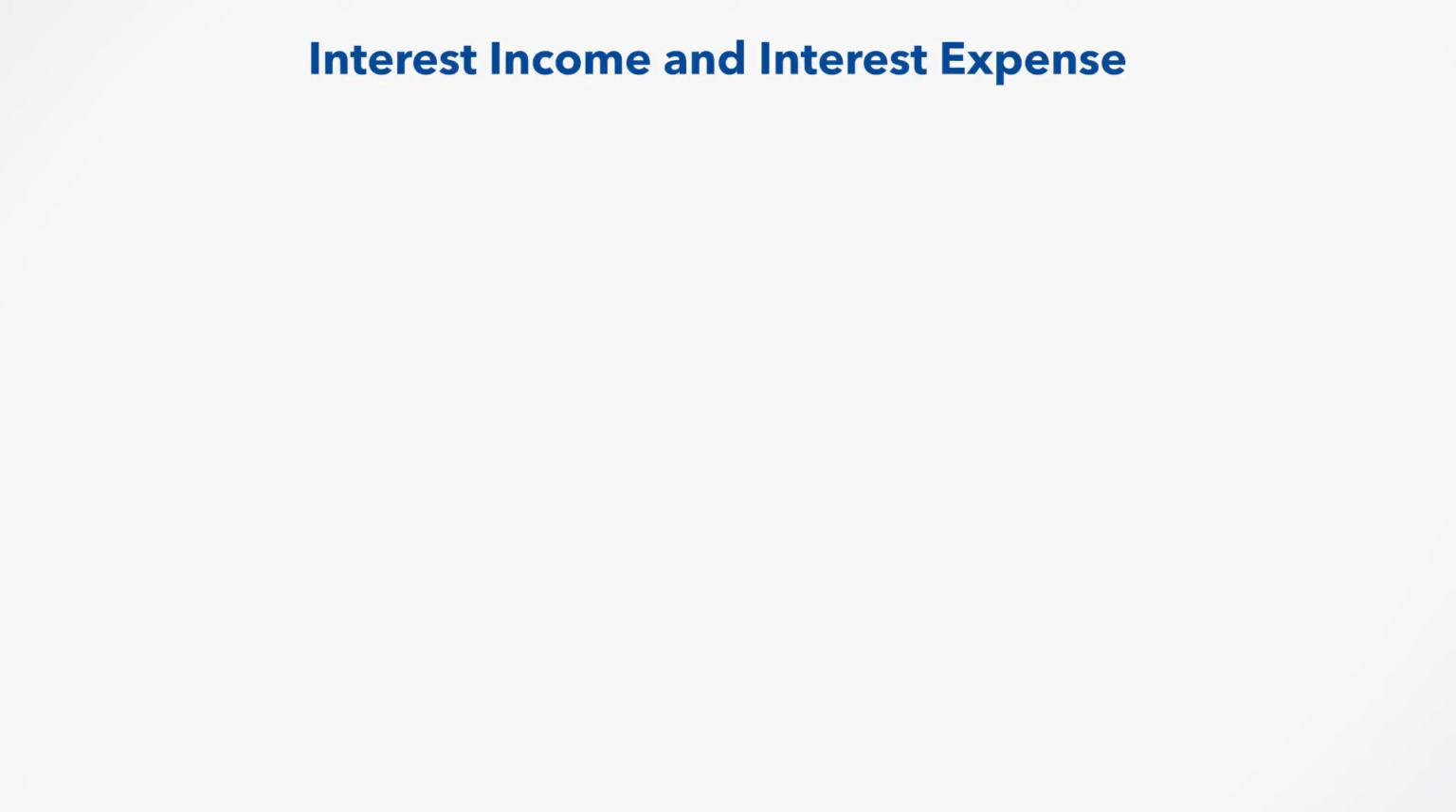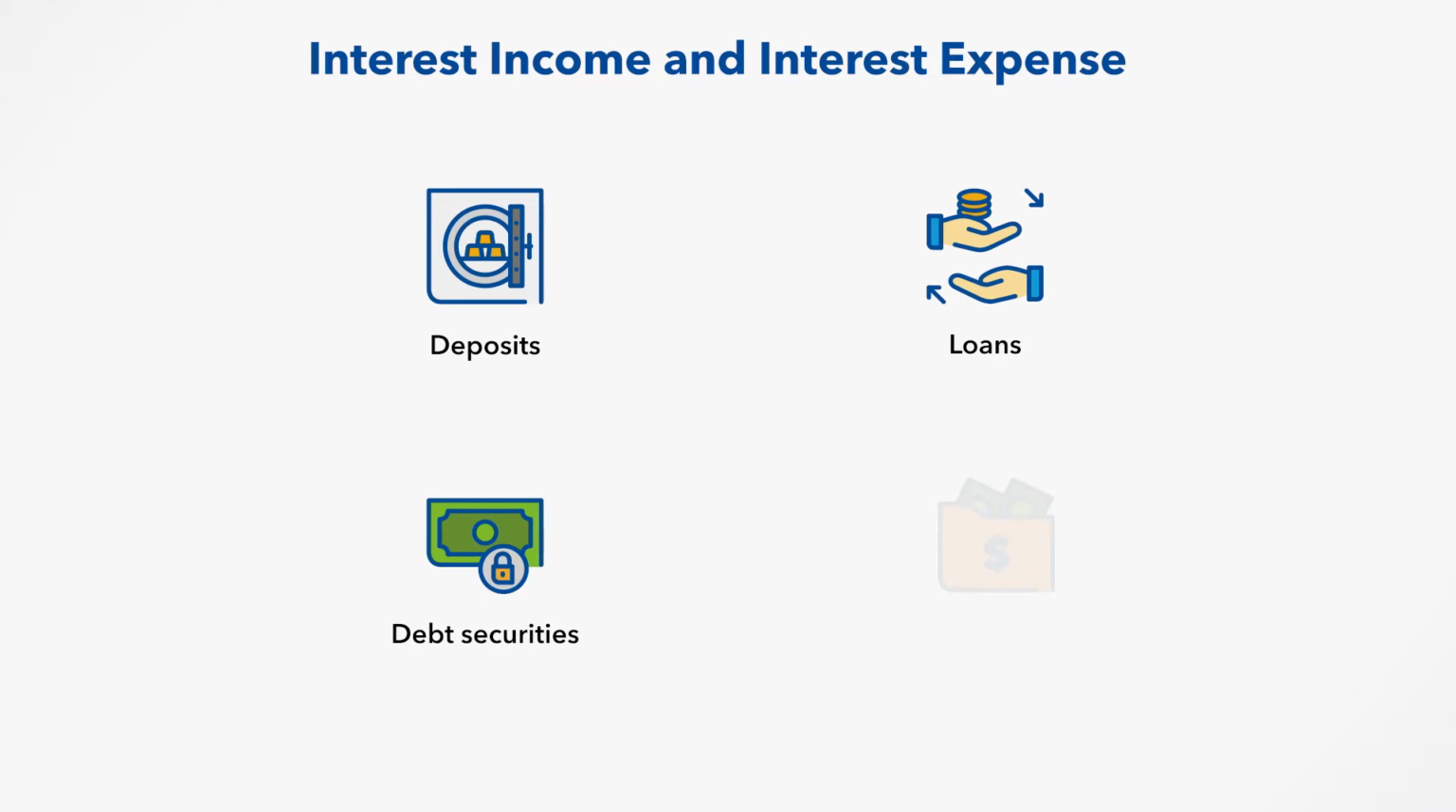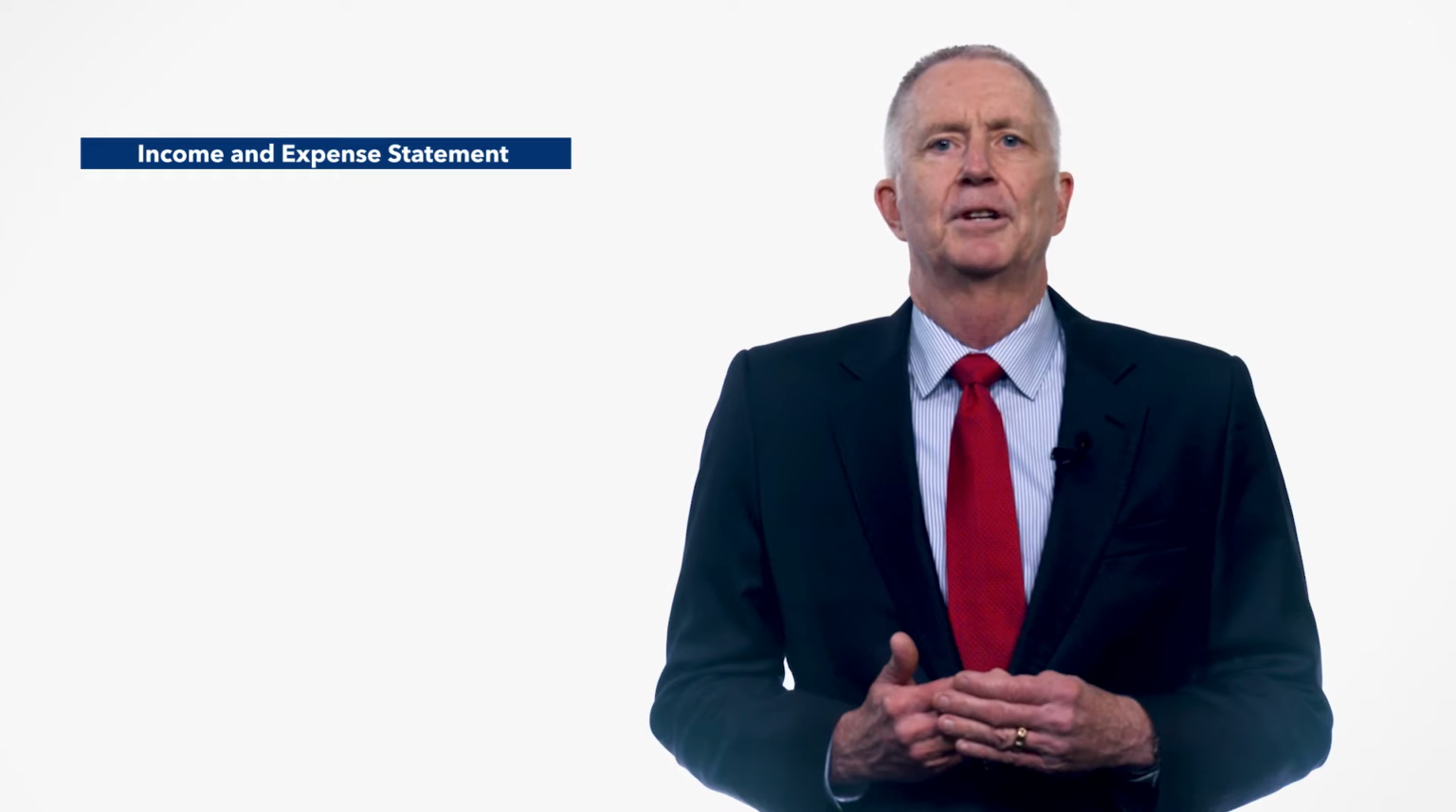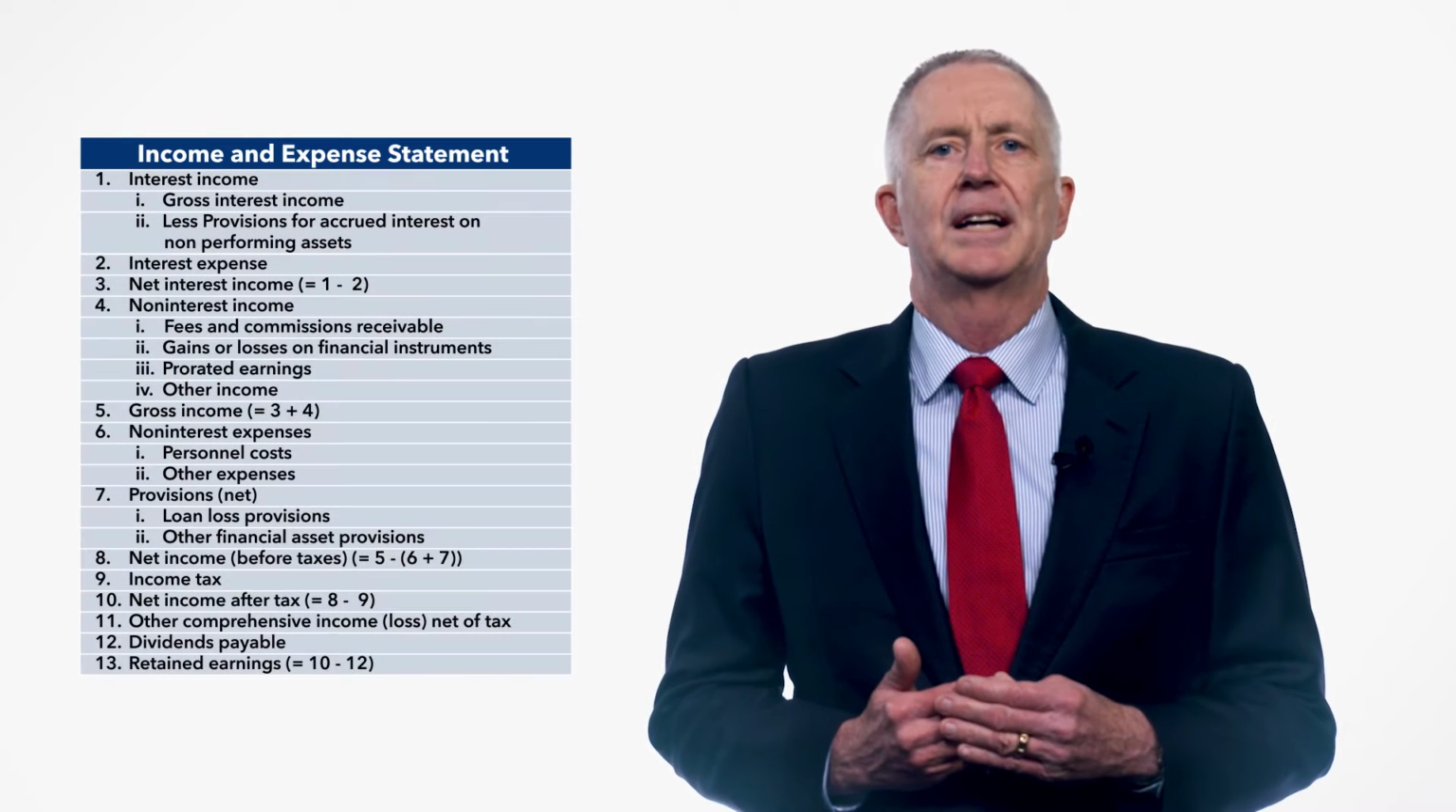Interest income and interest expense is a form of income and expense that accrues on debt instruments such as deposits, loans, debt securities, and accounts receivable or payable. The income and expense statement for deposit takers has 13 lines.